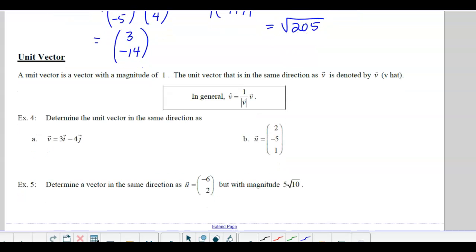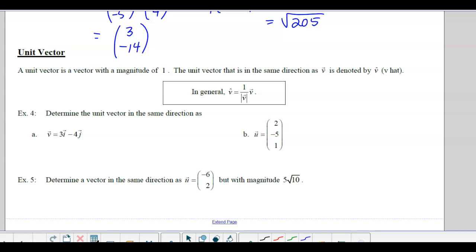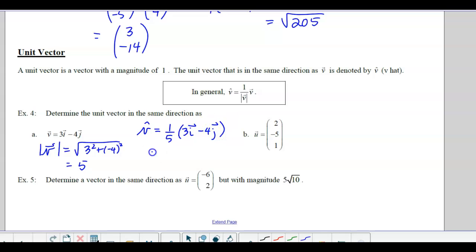So determine the unit vector in the same direction as v here. So I want to find the magnitude of v first. So 3 squared plus negative 4 squared. That works out nicely. It's 5. So v hat, so the little hat there, is equal to 1/5 times 3i minus 4j. And if we expand that out, that's 3/5 i minus 4/5 j.